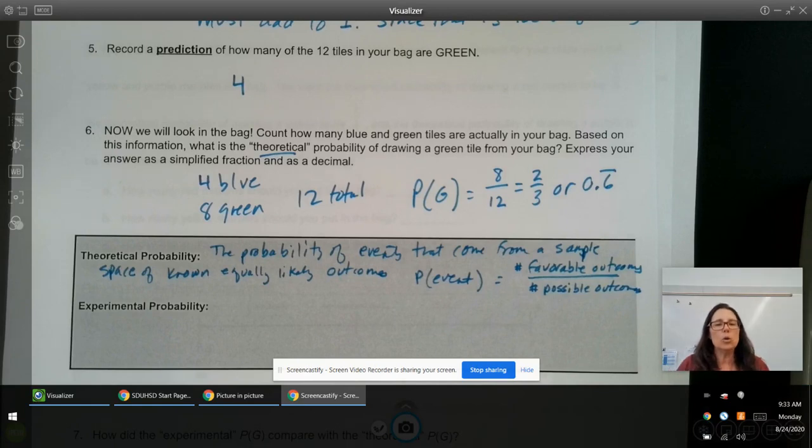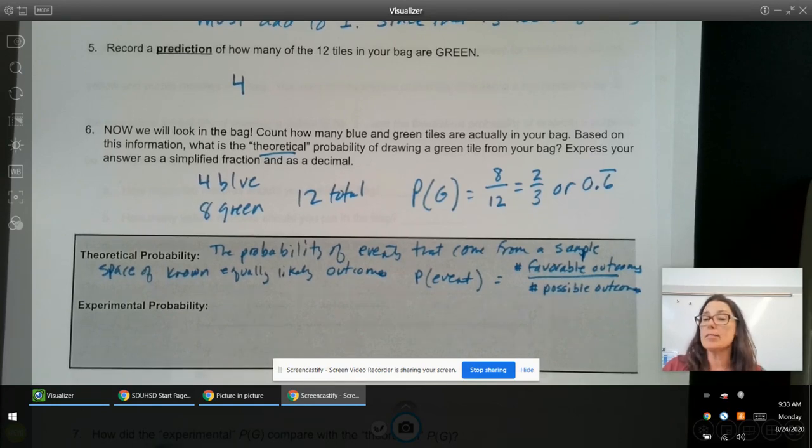Okay, equally likely outcomes. If in my bag I had different sized tiles, do you think my hand would be equally as likely to grab a smaller one versus a larger one? No. Okay, so equally likely means it all has to be fair and the same. So you saw those green and blue tiles, they were all the exact same size and shape.